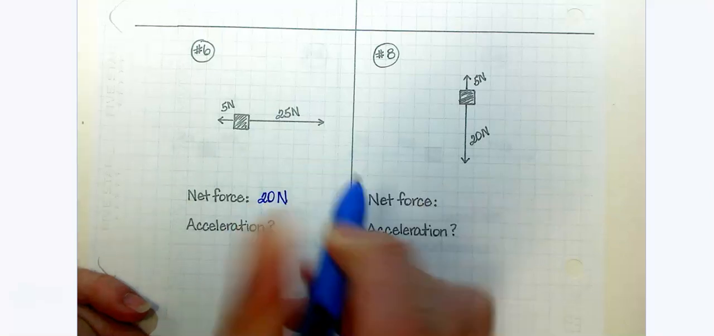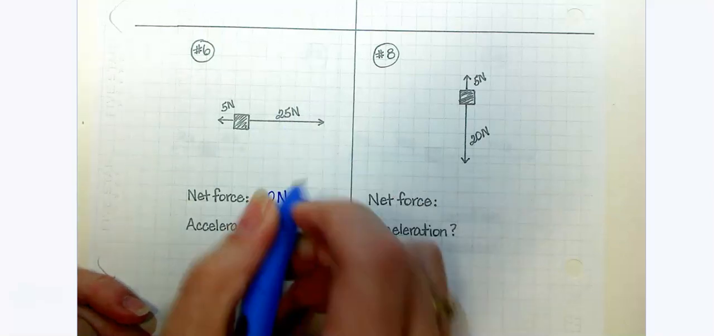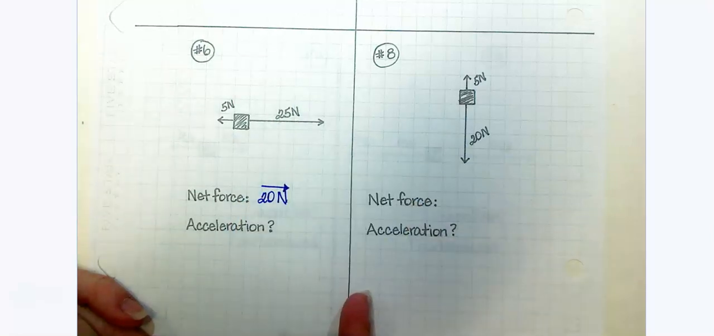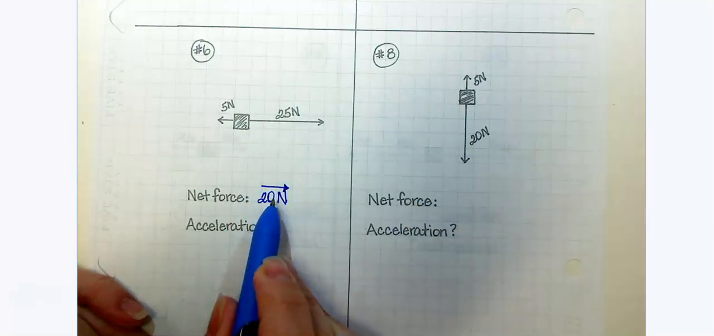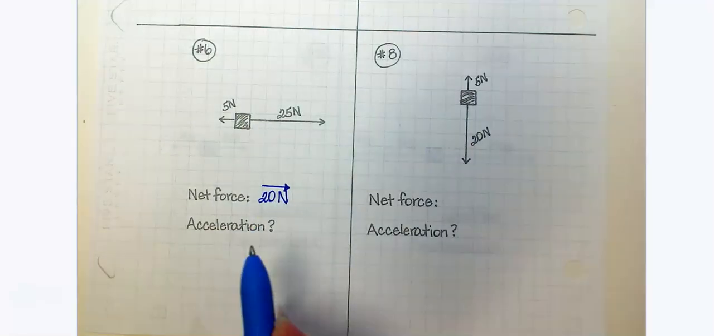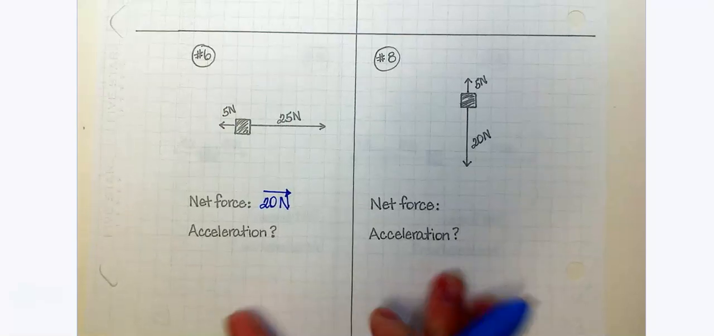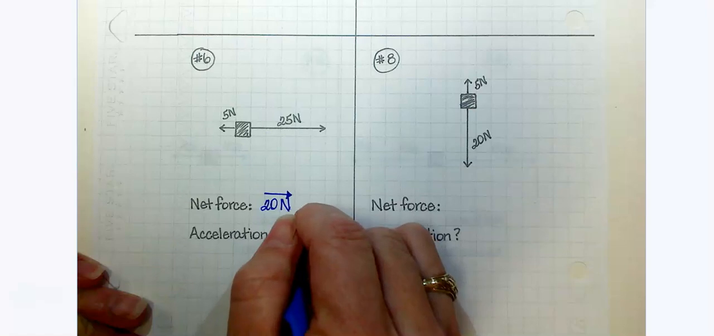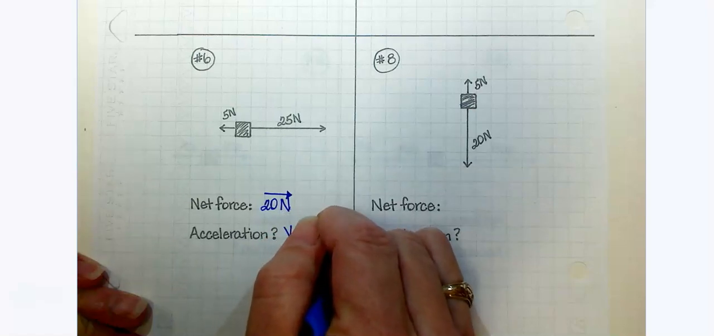And the net force is going to be in the direction of the bigger force. So there is a net force acting on this box. It is 20 newtons, and the net force is 20 newtons to the right. Remember, stating the direction is important when you're talking about force. And then it says acceleration, question mark. Well, yes, this object will accelerate.